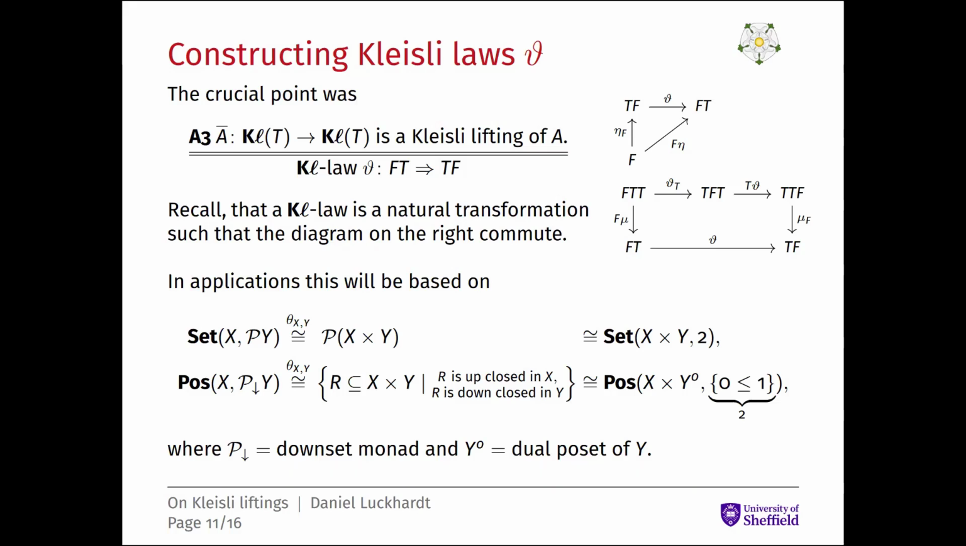Because in the Set case we will see what the conditions we need actually are. In the Set case, we know that a Kleisli morphism, a morphism from X to the power set of Y, is actually the same as a relation on X times Y. And I will call this identification theta. And then we can do the same for cosets. So in the coset case, we end up with the relations that are upward closed in the first component and downward closed in the second component.